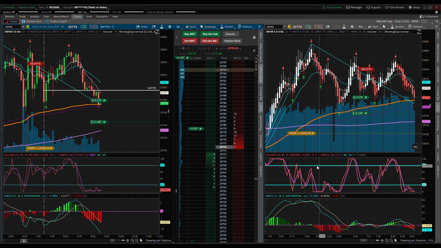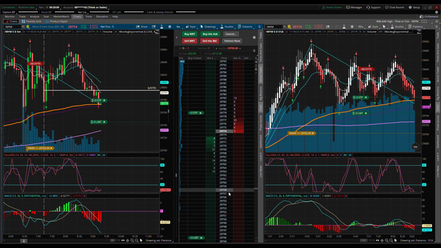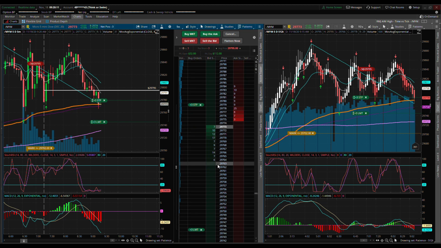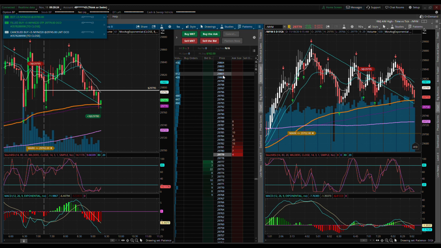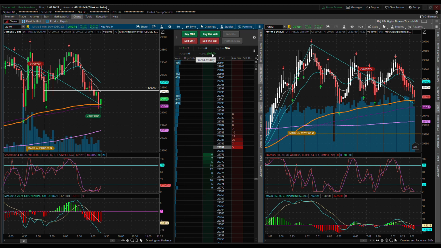Probably gonna get stopped out here pretty soon, but one rule that I have is once I place the stop, I don't adjust it back. I just either bring it down. Since I'm shorting, I would bring it down to lock in more profits, but never bring it back to give back profits. There you go. That was probably about $15 or so net profit.